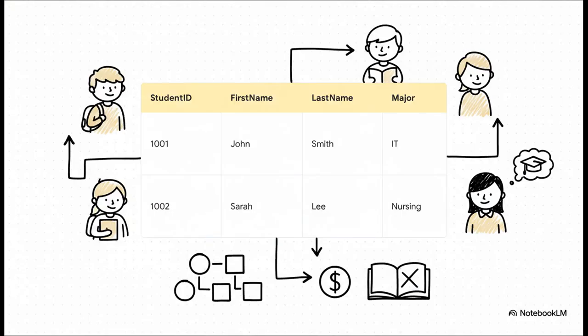And here is a perfect example. Take a look at this students table. Every single piece of information here, the ID, the first name, last name, the major, it's all about one thing, the student. We're not mixing in details about their classes or their teachers' phone numbers. It's clean, it's focused, and it's all about one thing.